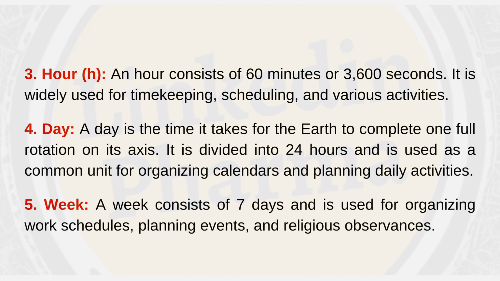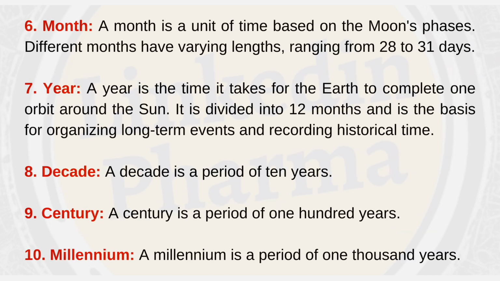Day. A day is the time it takes for the Earth to complete one full rotation on its axis. It is divided into 24 hours and is used as a common unit for organizing calendars and planning daily activities. Week. A week consists of 7 days and is used for organizing work schedules, planning events, and religious observances.